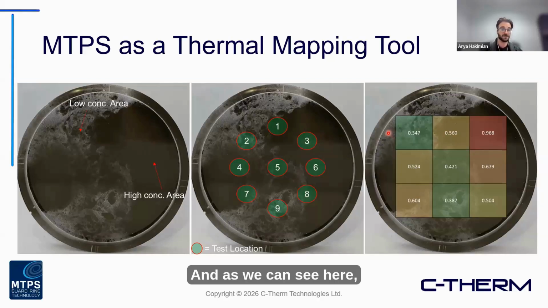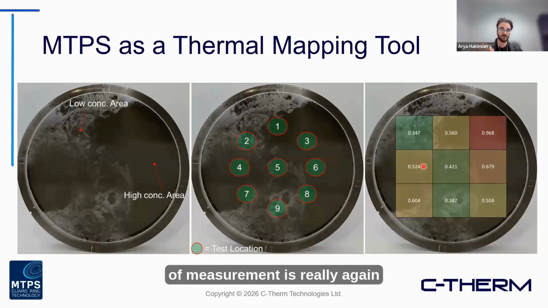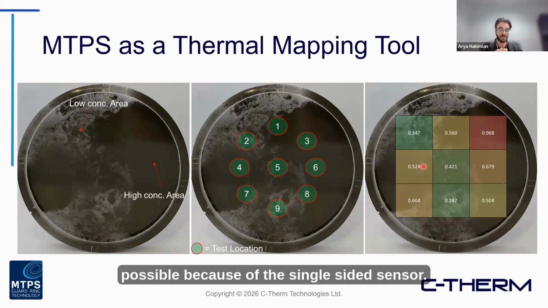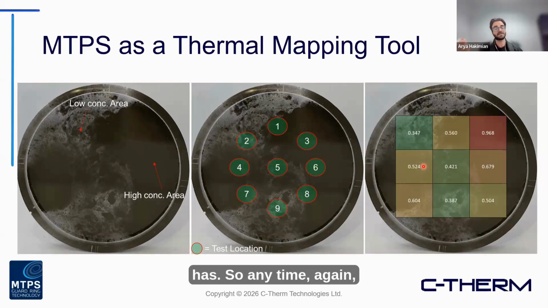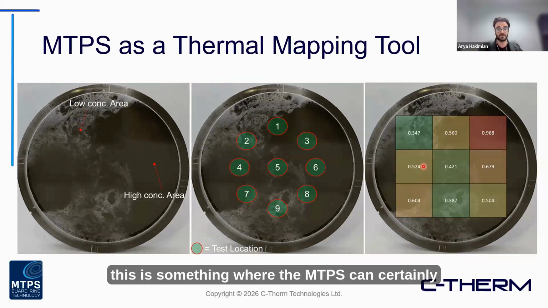And as we can see here, it's no surprise that the different test locations resulted in quite significantly different results. But this type of measurement is really possible because of the single-sided nature as well as the directional control that the MTPS has. So anytime, whether it's a filled system like this or any type of material where there's a consistency concern, where you're looking to do some of this mapping, this is something where the MTPS can certainly provide some benefits.